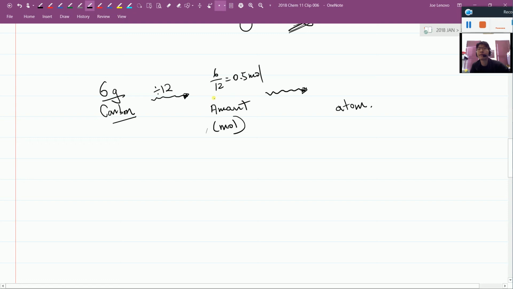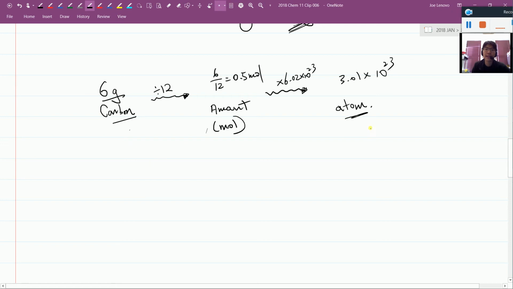If we've got 0.5 mole, how do I know how many atoms are in there? We find another value, which is 6.02 times 10 to the 23. As 1 mole is one big number and we only have 0.5, multiplying it, you will find half of it, 3.01 times 10 to the 23 atoms, can be found in 6 grams of carbon.